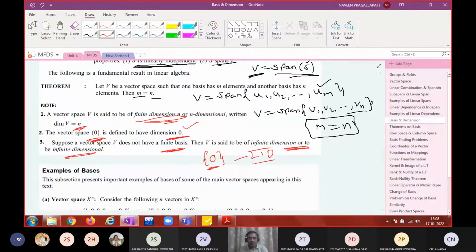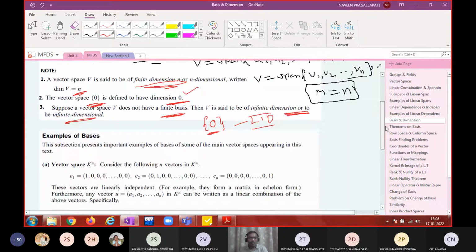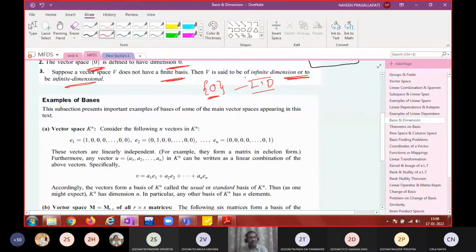Okay, so you can have finite dimensional vector spaces, you can have infinite dimensional vector spaces also. R cube is a three-dimensional vector space. Why? Because it is a span of three vectors. What are those three vectors?